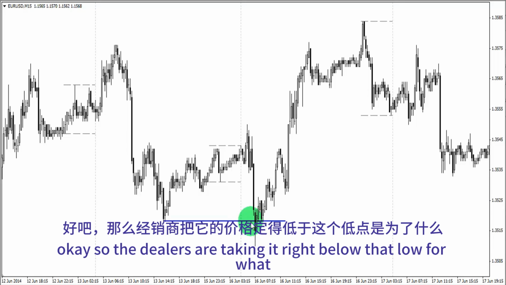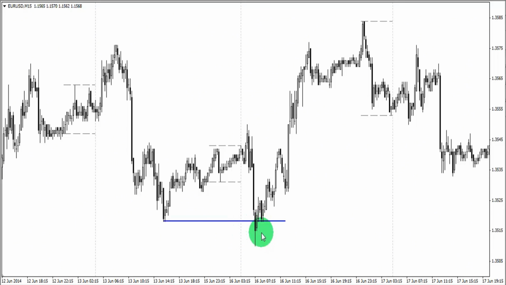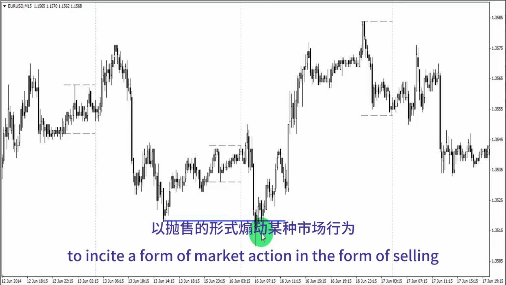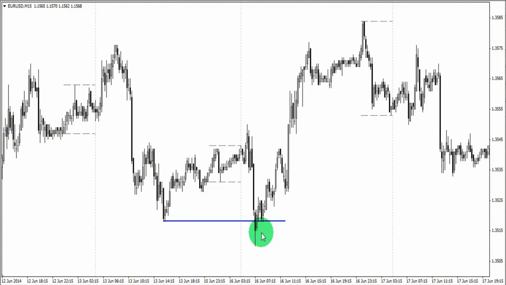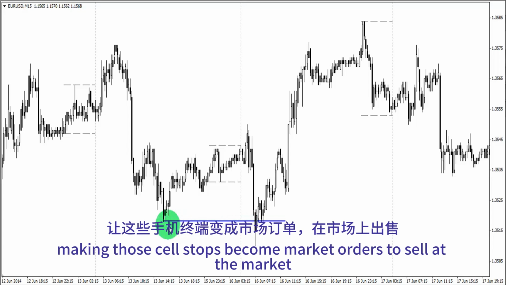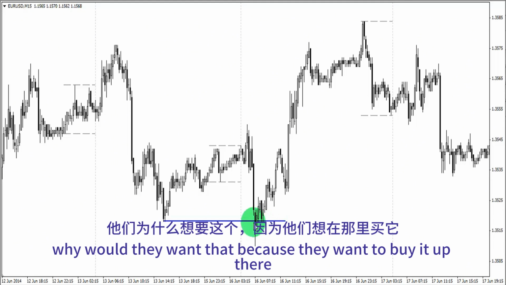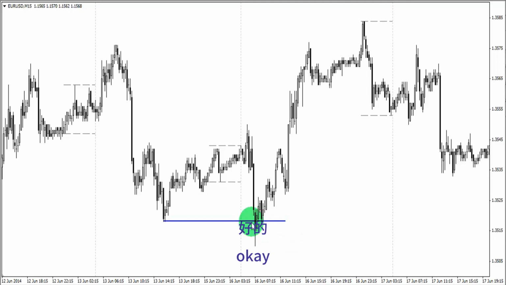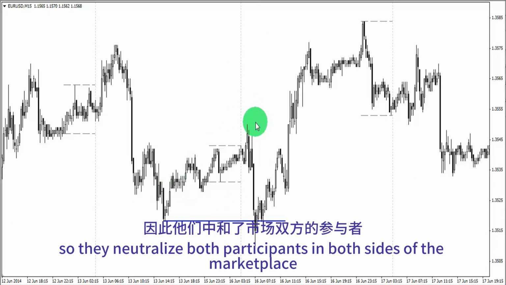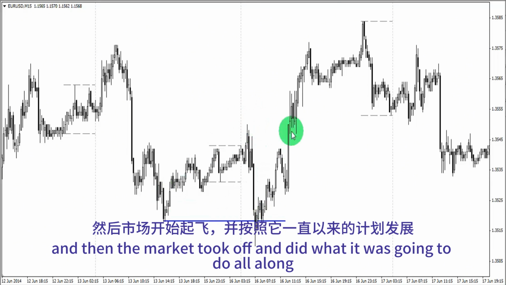So the dealers are taking it right below that low for what? To incite a form of market action in the form of selling, making those sell stops become market orders to sell at the market. Why would they want that? Because they want to buy it up there. So they neutralized both participants on both sides of the marketplace, and then the market took off and did what it was going to do all along.